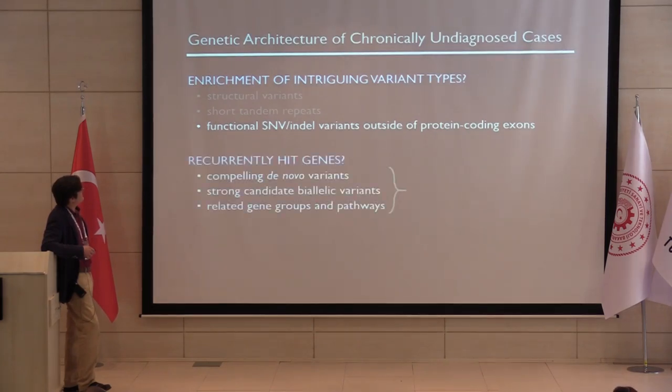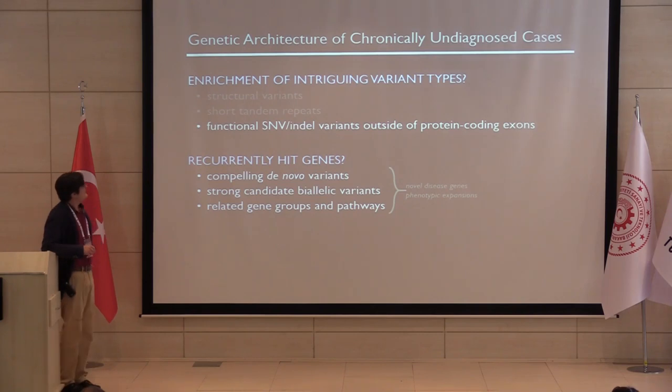Okay, so because we want to find genes that people didn't discover, we want to find signals people didn't discover, we're going outside of classic single nucleotide variants and indels. In the working group I'm sharing here, a bioinformatics working group on tandem repeat expansion and contraction, I'm not going to present that. And we'd like to find three different signals. One is compelling mutations that arise de novo, recurrent de novo mutations, strong candidate biallelic variants, and also where we're trying to cluster genes by pathways and networks.